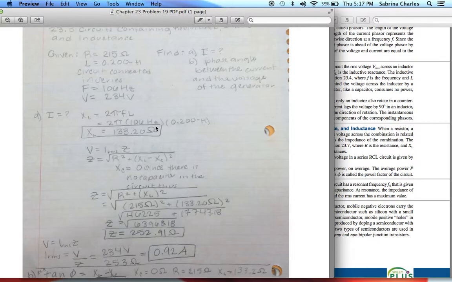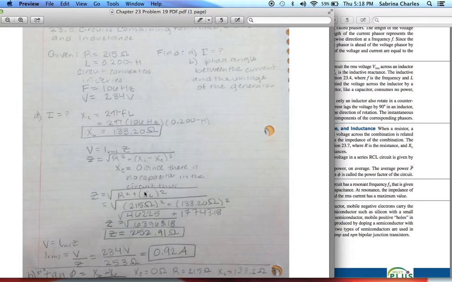I started off by finding our XL, which is equal to 2 pi f L. So I did 2 times pi times 106 hertz and multiplied that by 0.200 henries. That gave me a total of 133.20 ohms, so I can plug that into this formula right here. Now our XC is 0 since there is no capacitor in the circuit.